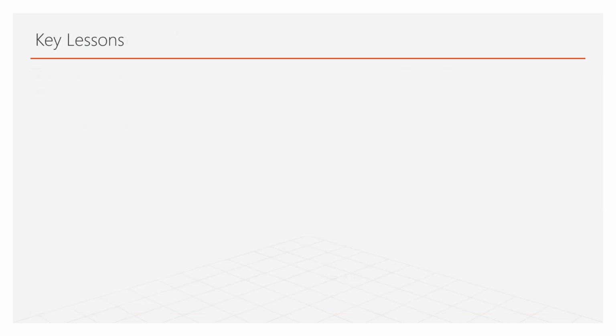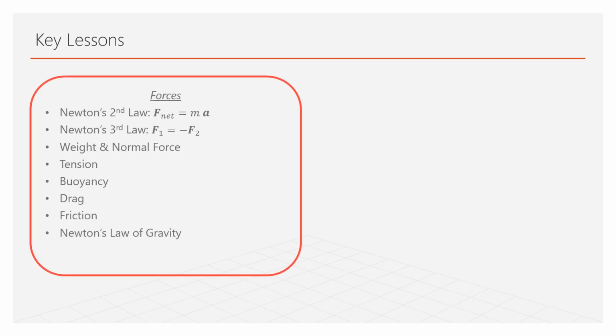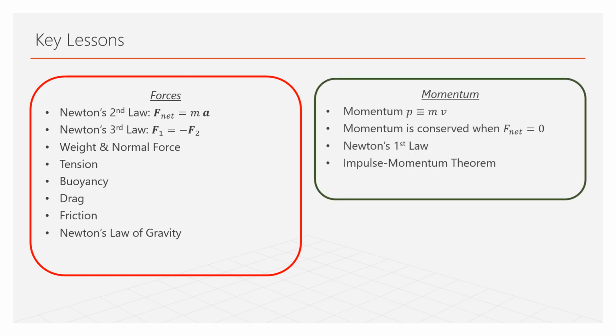That concludes the lesson on forces and momentum. First, we looked at the various types of forces and Newton's laws of motion. You should review these and be able to describe and quantify each force, and then identify the direction in which the force causes changes in motion. Then we looked at momentum as a quantity of motion, and saw that it is conserved when the net force is zero. Additionally, we looked at the impulse momentum theorem, which relates force and changes in momentum.